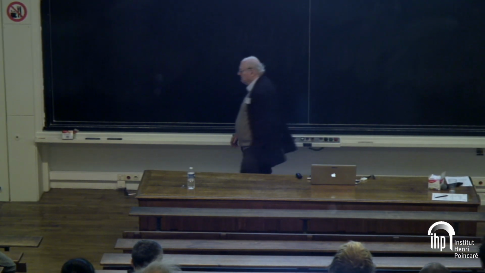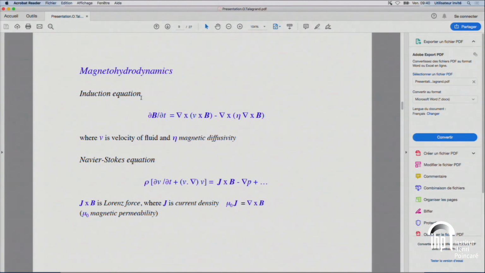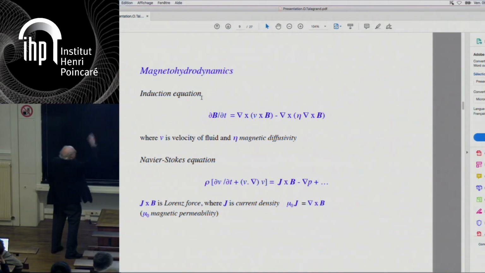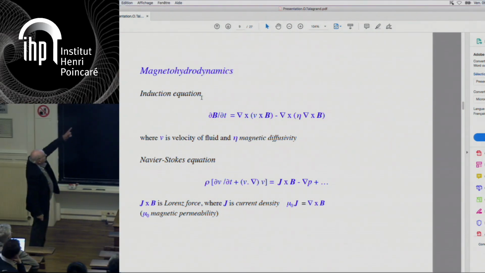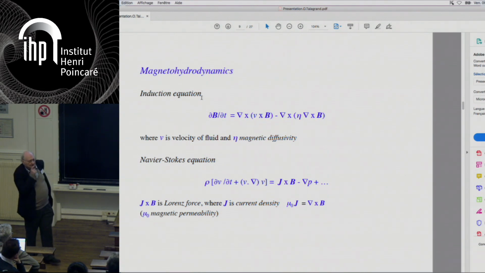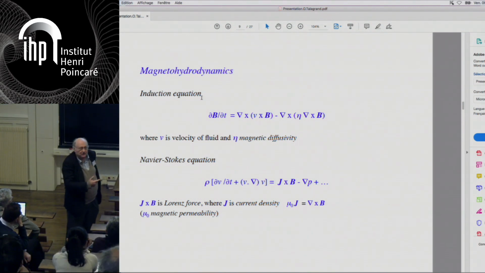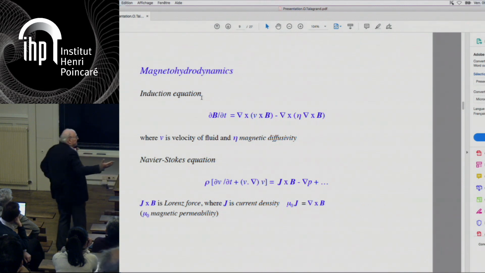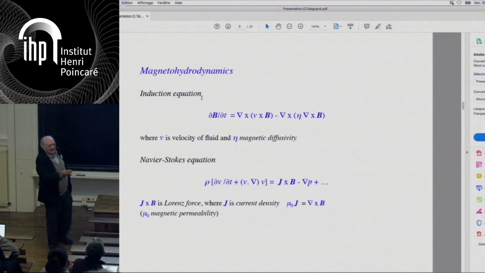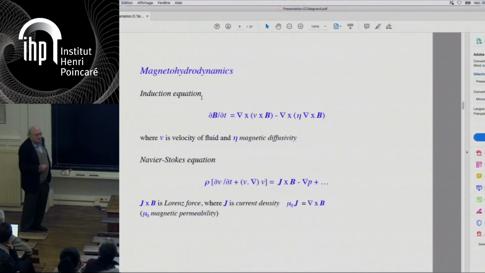So, what's the physics behind it? Well, it's magnetohydrodynamics. On the top, you have the so-called induction equation. B is the magnetic field. dB/dt equals these two terms. The first one expresses that V, the velocity vector, makes the magnetic lines follow the motion, just as vorticity lines follow the motion in barotropic inviscid motions. The second term is the diffusivity.